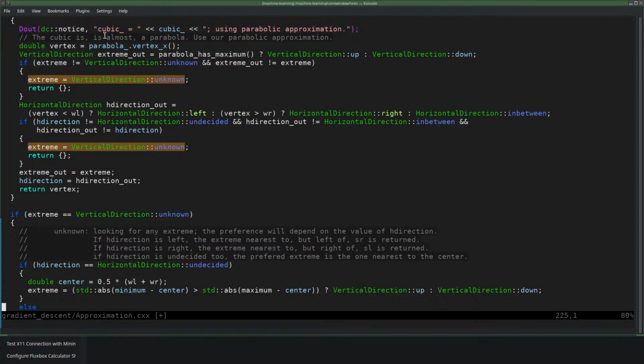Get the vertex. Extreme out is going to be up if the parabola has a maximum, down otherwise. If the requested extreme is not unknown, and we requested something else than what we already found, then set it to unknown to signify that we could not find anything and return nothing.